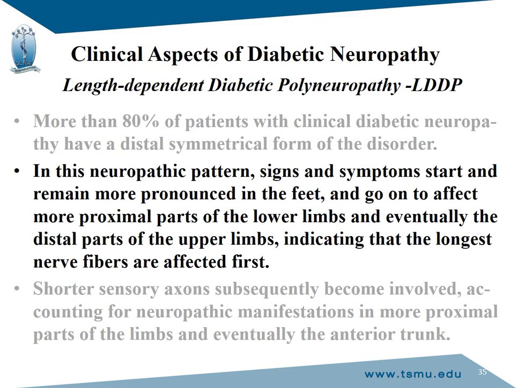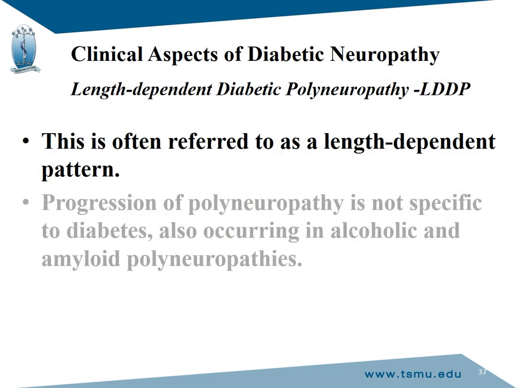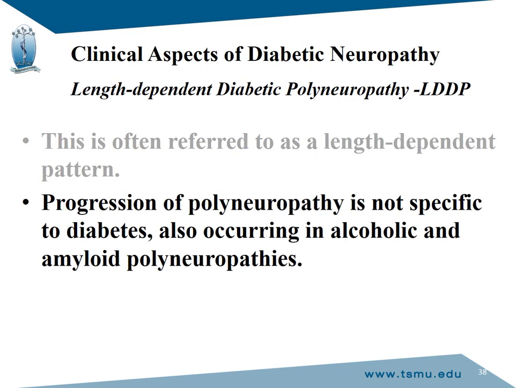In these neuropathic patterns, signs and symptoms start and remain more pronounced in the feet and go on to affect more proximal parts of the lower limbs and eventually the upper limbs, indicating that the longest nerve fibers are affected first. Shorter sensory axons subsequently become involved, accounting for neuropathic manifestations in more proximal parts of the limbs and eventually the anterior trunk. This is often referred to as a length-dependent pattern. Progression of polyneuropathy is not specific to diabetes, also occurring in alcoholic and amyloid polyneuropathies.